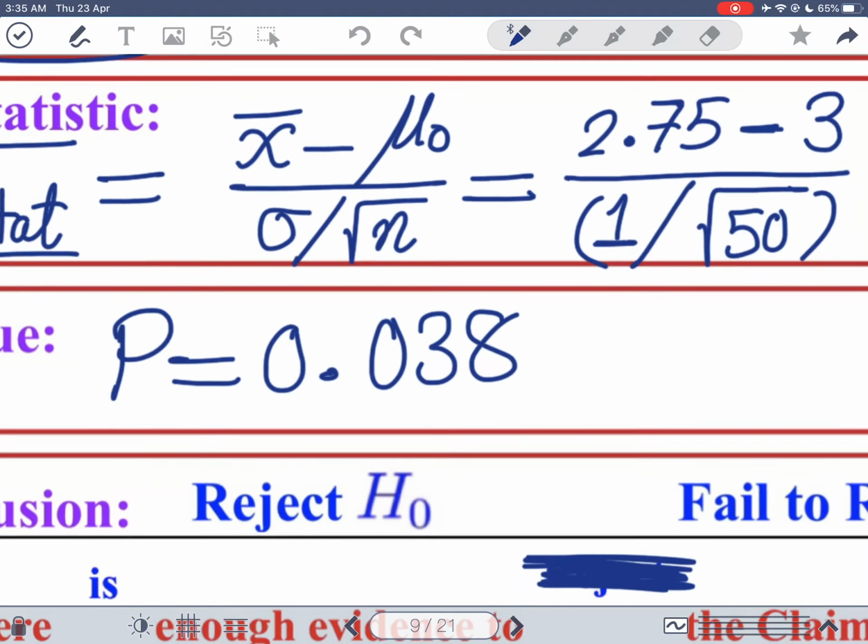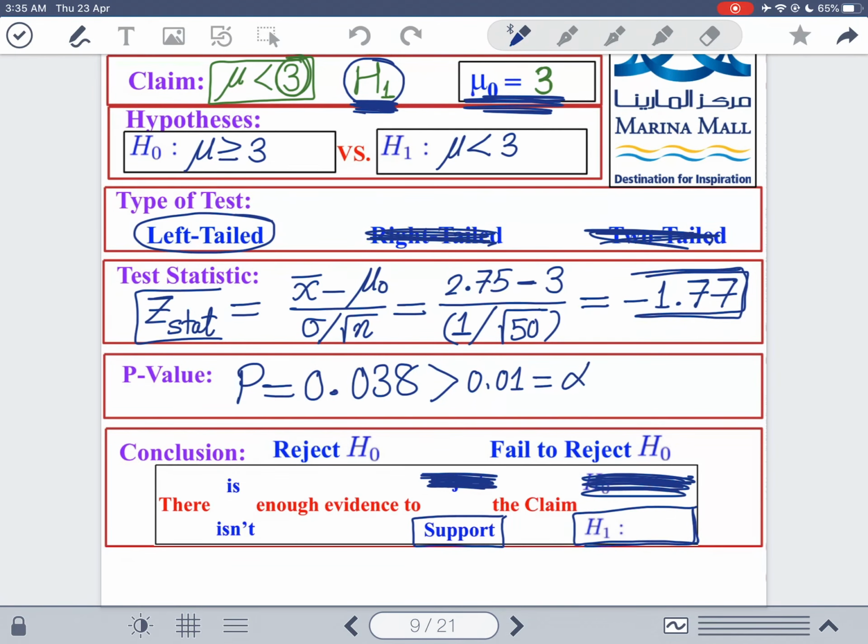So the p-value is 3.8%. So it's more than 1%, so it's more than alpha. This means that the p-value is high, it's not low. So this means that we fail to reject H0.